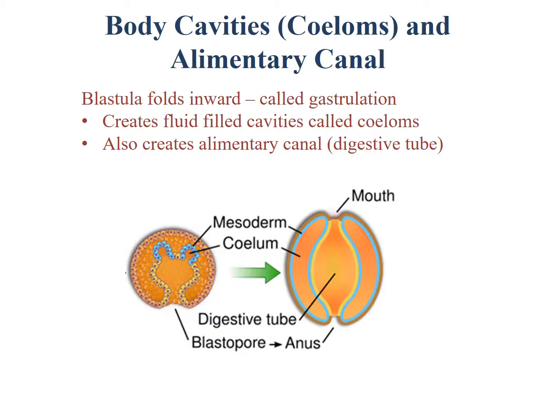These gastrulations are going to create fluid-filled cavities called the coeloms, and they will actually form into the different areas of the ectoderm on the outside, the endoderm on the very inside, and the mesoderm identified in blue here. From there, we'll actually open to where we kind of form a human donut, to where we have a mouth on one end and the anus on the other, with the central portion being the digestive tube or alimentary canal.